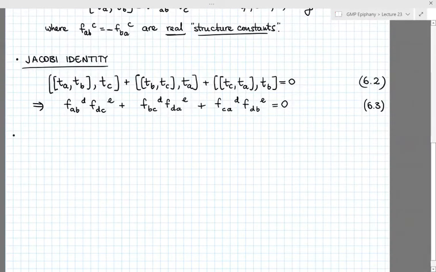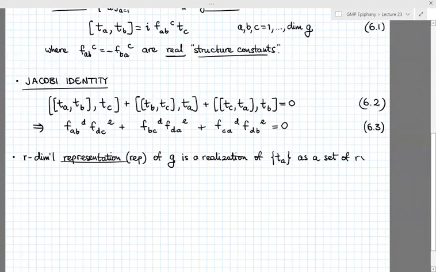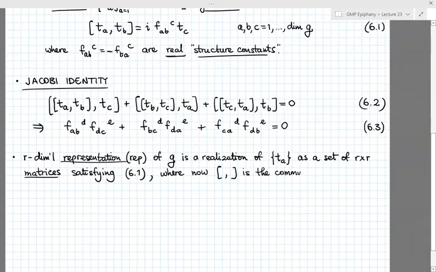Then we introduce the notion of representation of the Lie algebra. And in particular, we say that an R-dimensional representation, from now on I'll write simply rep, of the Lie algebra G is a realization of the generators T_A as a set of R times R matrices satisfying the Lie bracket 6.1, where now in the representation, so in this matrix realization, the Lie bracket becomes the commutator of matrices. So the commutator of A and B is AB minus BA.